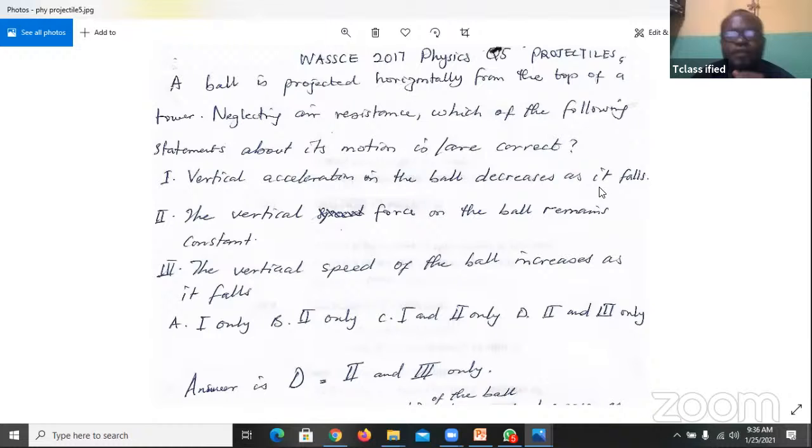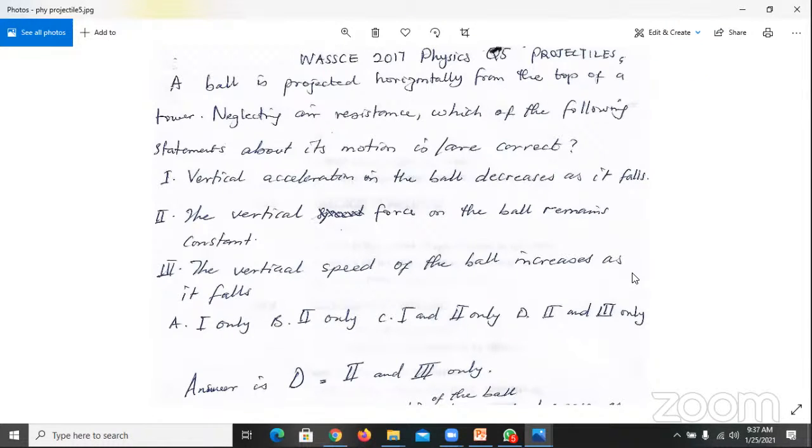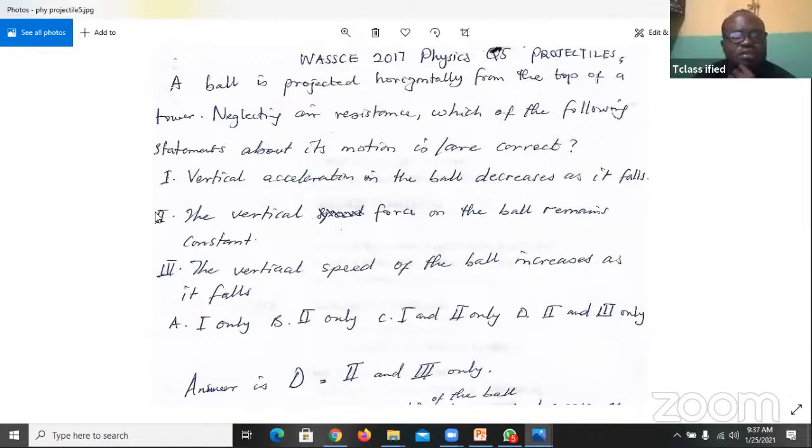Vertical acceleration decreases? That's not possible. Vertical force on the ball, the force is constant. Now, the vertical speed of the ball increases. As the ball is falling, the speed as it gets to the ground is always increasing. So options 2 and 3 should be correct. One is never correct.